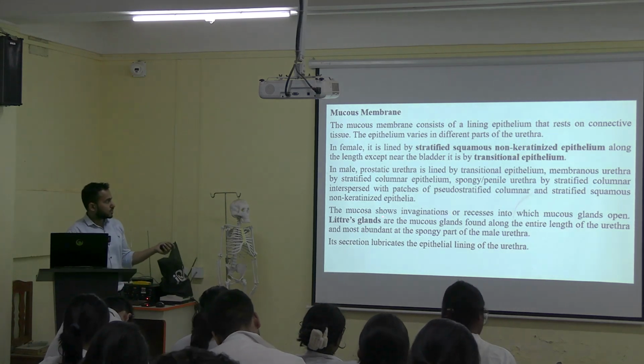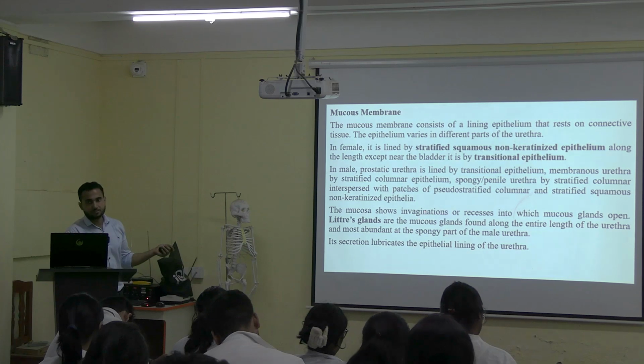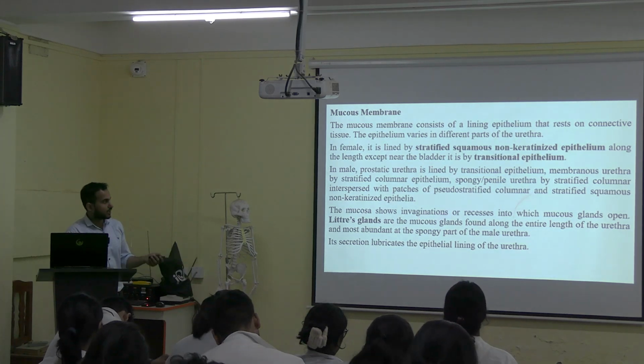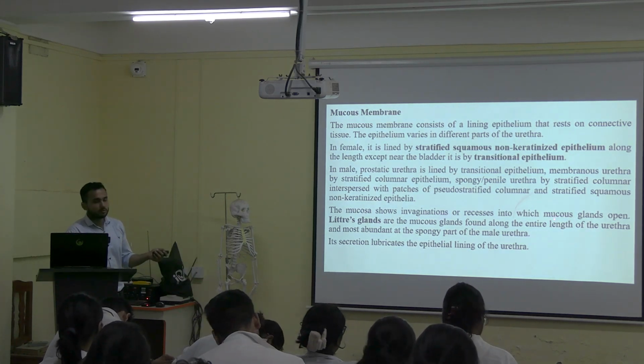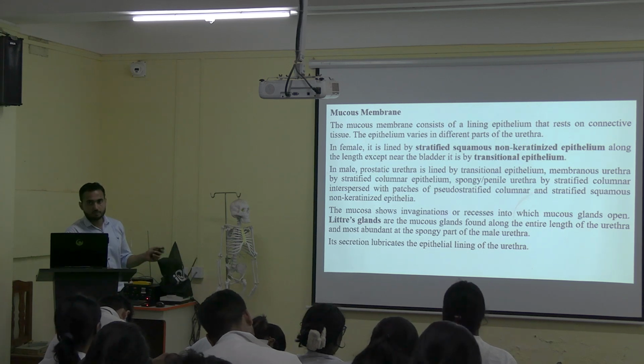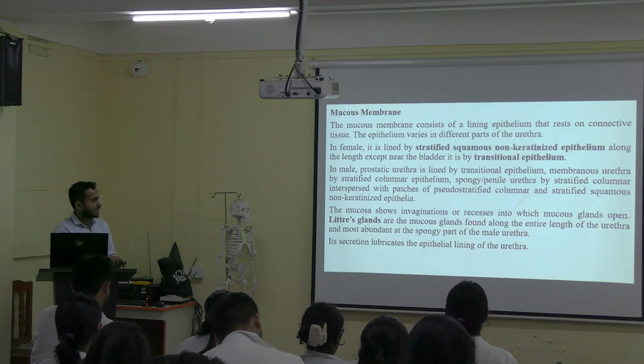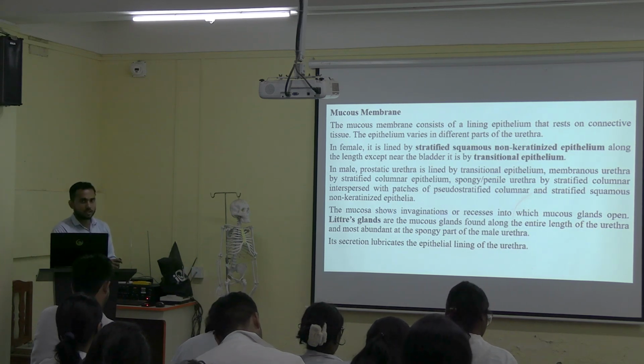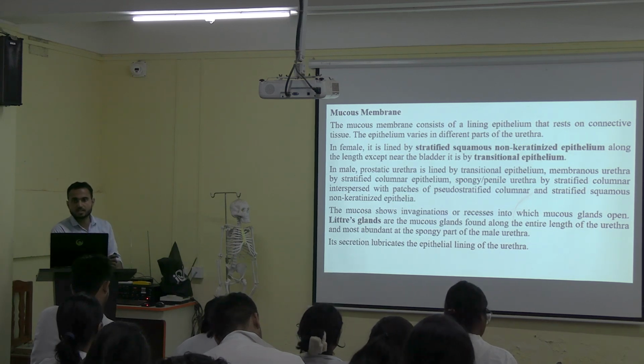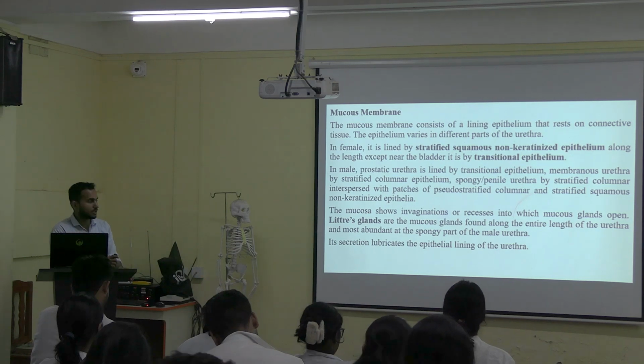Next, in the mucosa, certain invaginations are seen. Why are these invaginations seen? Because of the mucous glands, and these are called Littre's glands. Now these mucous glands are found along the entire length of the urethra. Some mucus secreting glands are present. These are called Littre's glands, which are present throughout the length of the urethra.